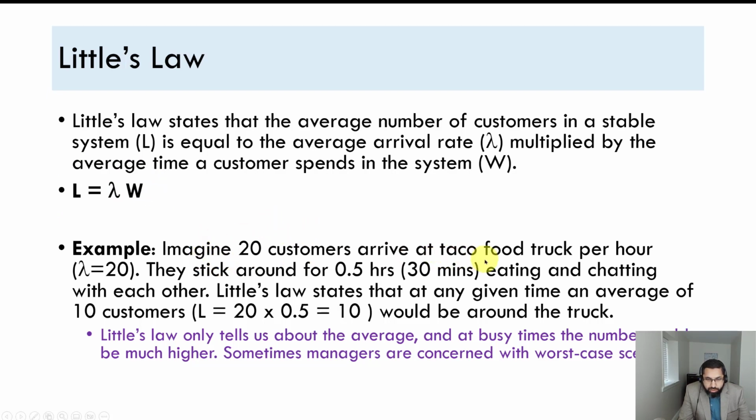Imagine 20 customers arrive at a taco food truck per hour. So that means lambda equals 20 customers per hour. They stick around for 0.5 hours or 30 minutes. So the time that a customer spends in the system is 30 minutes or 0.5 hours. And so what would be the number of customers around this food truck? So we'll do L equals lambda times W. So L equals 20 times 0.5, or 10. So on average, we expect to have 10 customers around the truck.